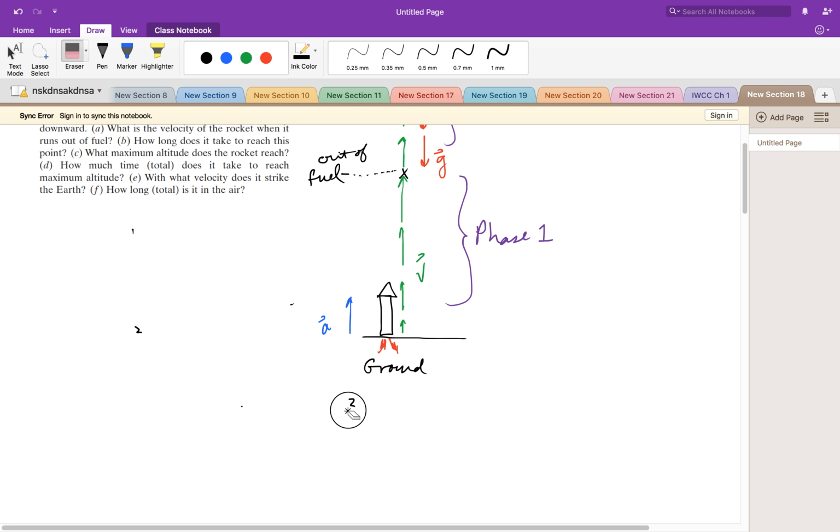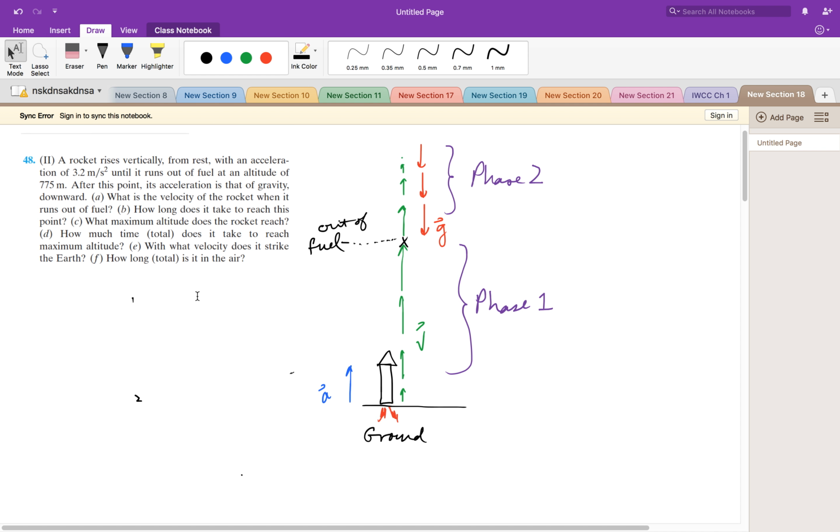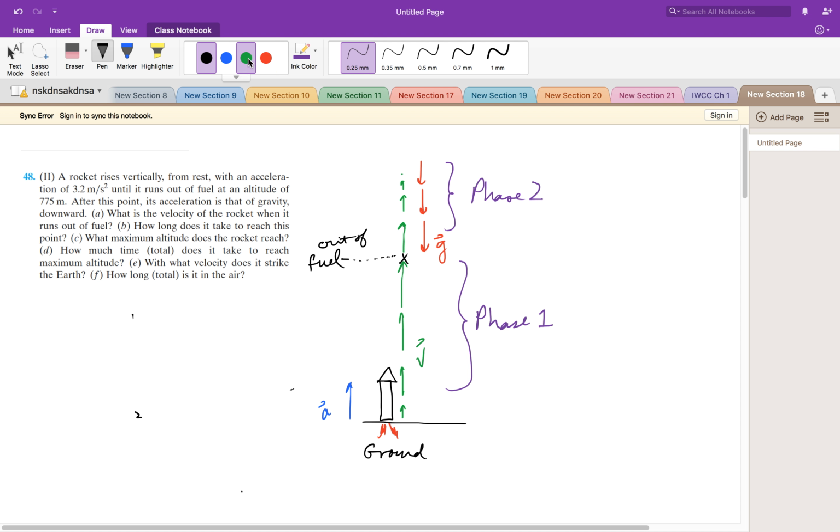Okay, so now looking at phase 2. Basically, if we look at phase 2, we know that we're starting with a velocity. What was our final velocity for phase 1 becomes our initial velocity for phase 2. So our initial velocity is 70.4 meters per second, because that's where we ended in phase 1, so we begin in phase 2. Our final velocity for phase 2 is 0 meters per second, because we're coming to rest.